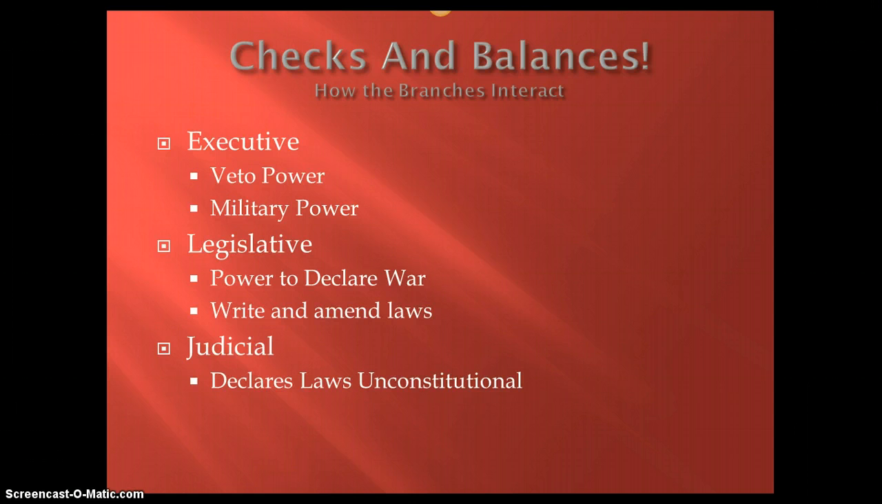In other words, all three of these branches are intertwined, and all three of these branches have to work together if they want a functional government. And this functional government, because of these checks and balances, will always remain fair and just and eliminates tyranny completely.